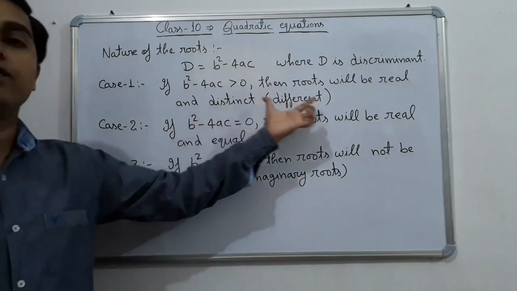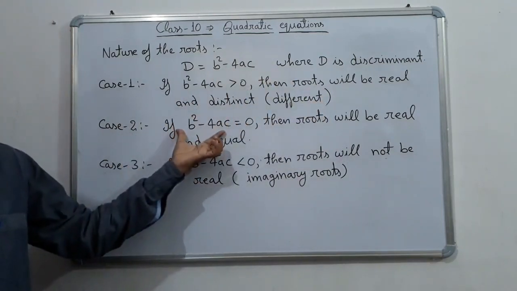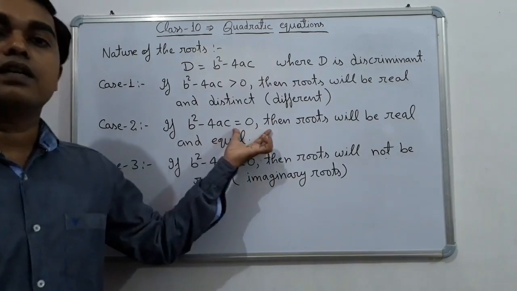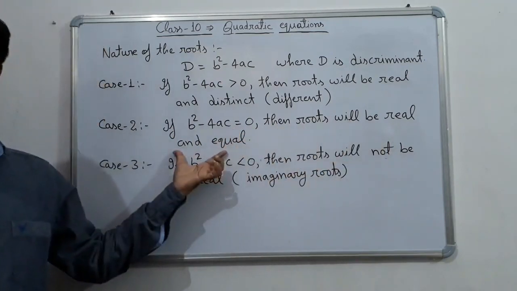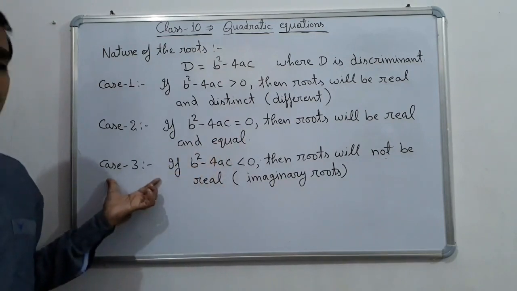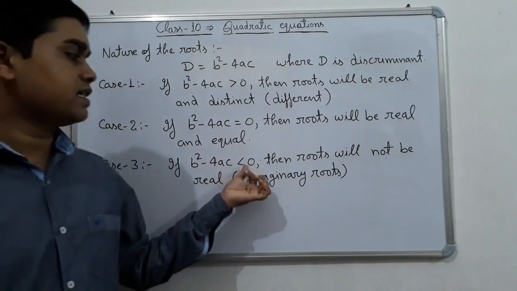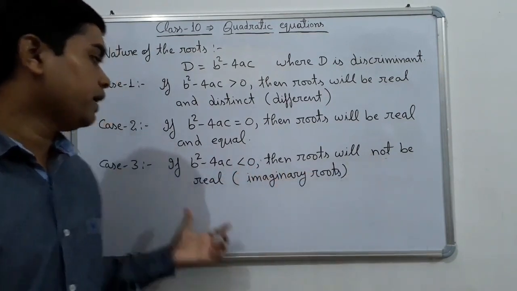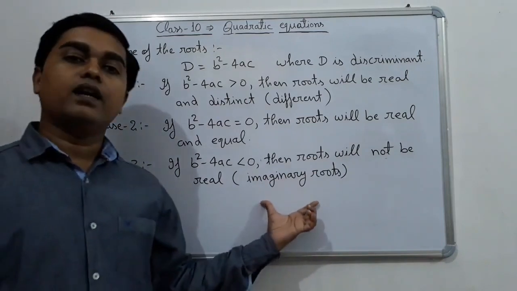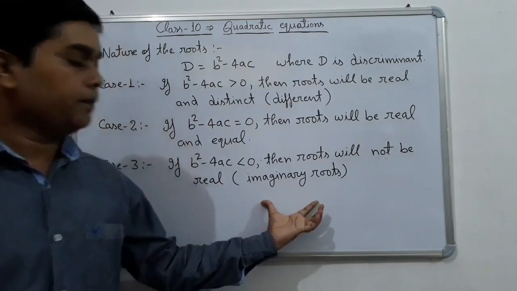Greater than 0 means positive. Distinct means different. Case 2. If b square minus 4ac is 0, then roots will be real and equal. And case 3 is if value of b square minus 4ac is less than 0. Less than 0 means negative. Then roots will not be real. You can say for this condition roots will be imaginary.